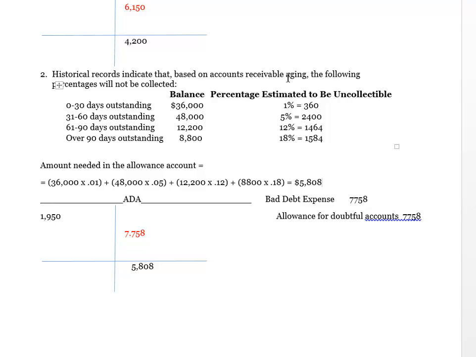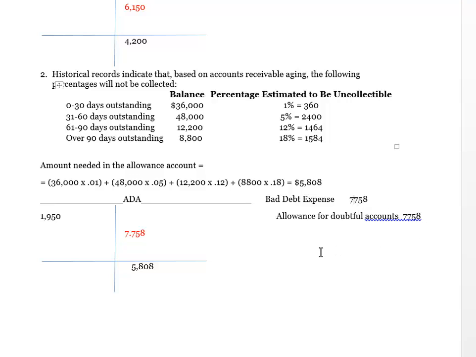So what we're going to do is we're going to use this because we're using the aging method of accounts receivable. We know that this amount is the actual amount that we need in the allowance. But again, we started with a debit balance of $1,950. So now we have to shore up the allowance for doubtful accounts by crediting it $7,758 to get this ending balance. So in order to credit the allowance to set up the appropriate amount that's needed, we would also debit the bad debt expense for $7,758.